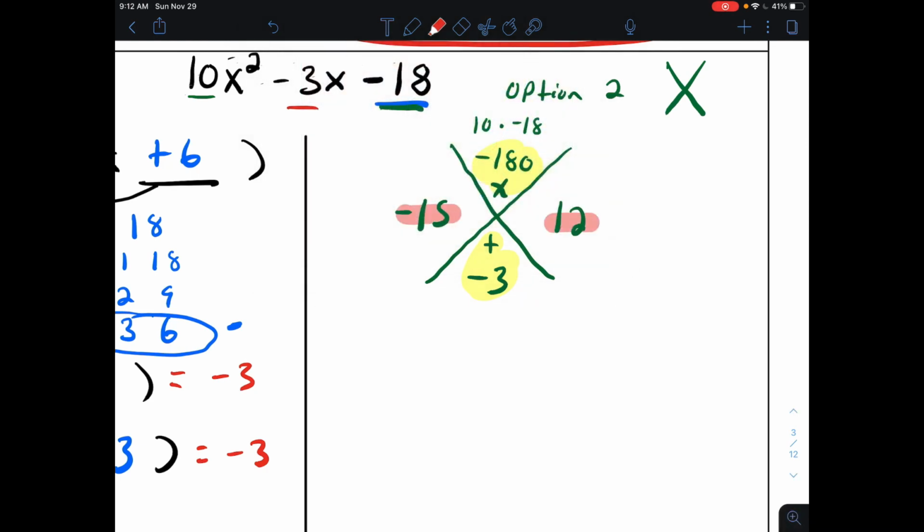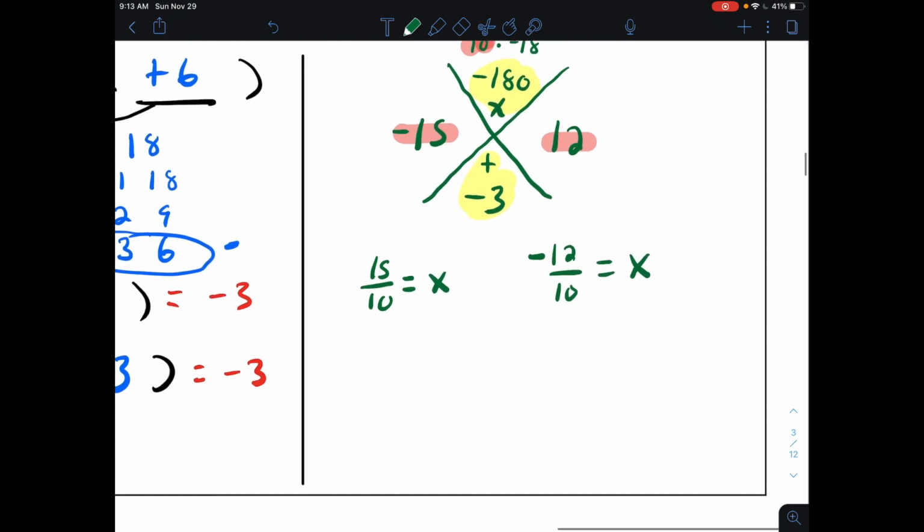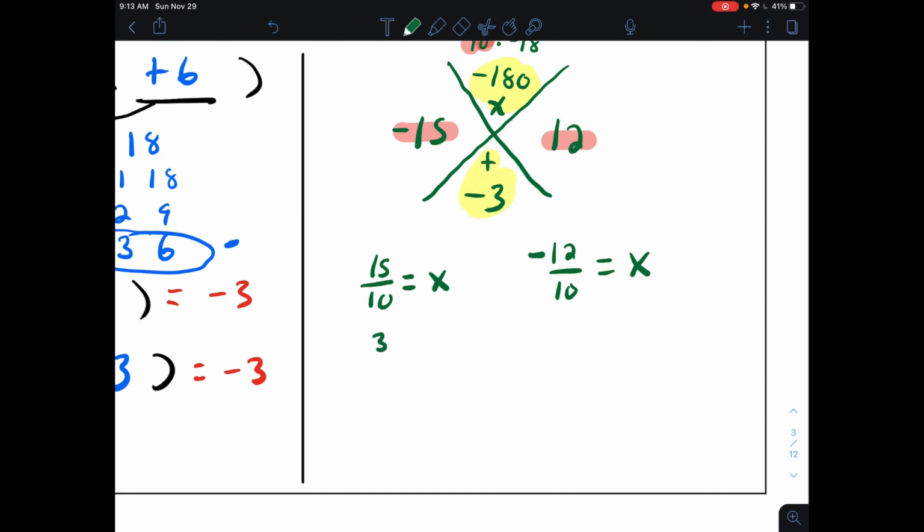So I have to take the negative 15 and the 12 and divide them by that 10. And so we have negative 15 over 10, 12 over 10. Now we also have to change the sign so that 12 is negative, 15 becomes positive. We're going to set it equal to our variable, in this case x. Simplify the two fractions. So 15 over 10 makes 3 over 2, 12 over 10 makes negative 6 over 5.